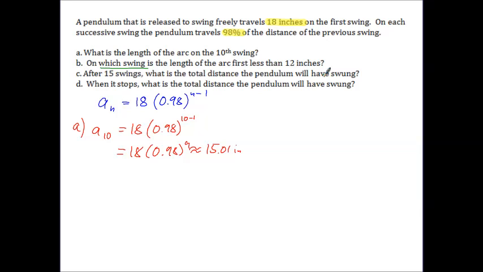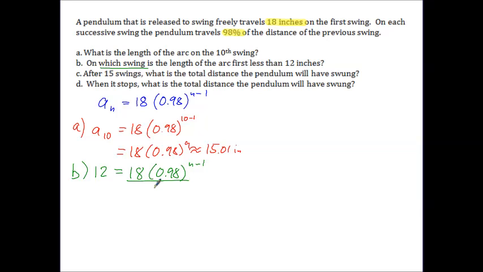In part B, we're supposed to find on which swing is the length of the arc first less than 12 inches. So we're supposed to find n. Now, plugging everything into our formula, we got 12 is equal to 18 times 0.98 to the power of n minus 1. N is what we're supposed to find. If we only knew how to bring those exponents down. But wait, we do, because we just learned about logarithms. Well, lucky us.